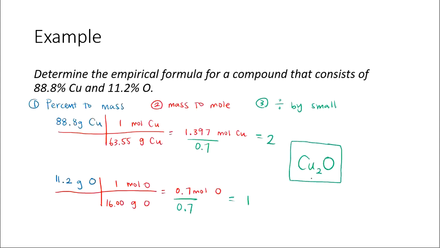Cu2O. How do I know that the copper comes first? You're actually going to put the elements in order by how it's listed in the problem. So you see that they state copper first and then oxygen. So in my final formula, I put down copper first and then oxygen.